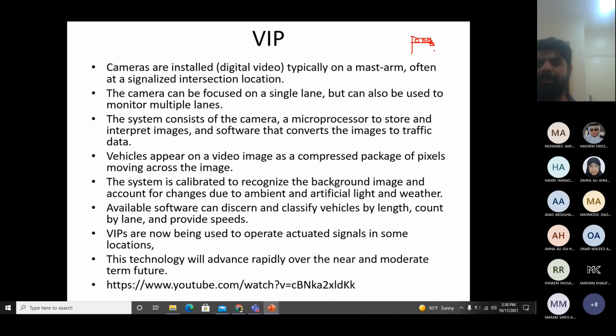The pole of the camera, they call it the mast arm. So this is the mast arm, where you have the traffic lights. So on a signalized intersection, we have a very good opportunity to place a camera in an appropriate position with the mast arm of the signal. This is why it is commonly used on intersections.